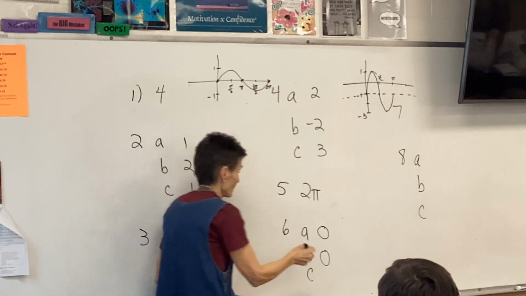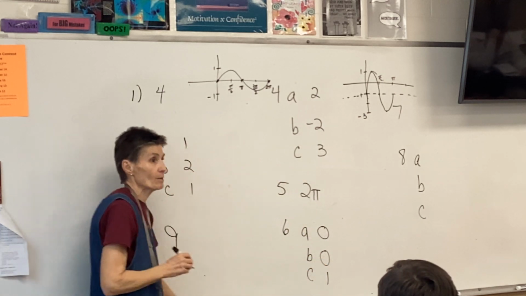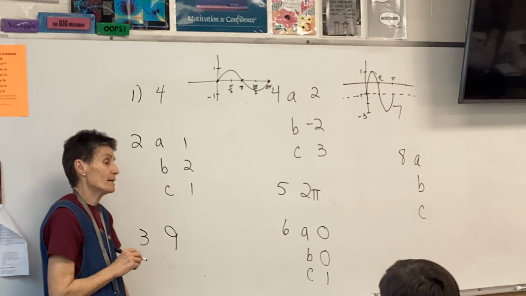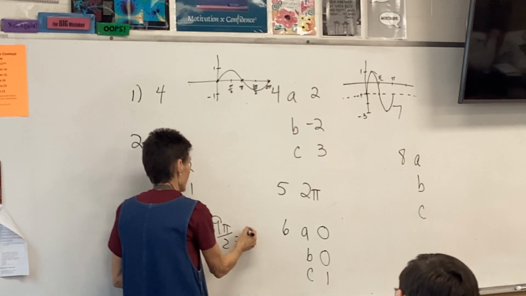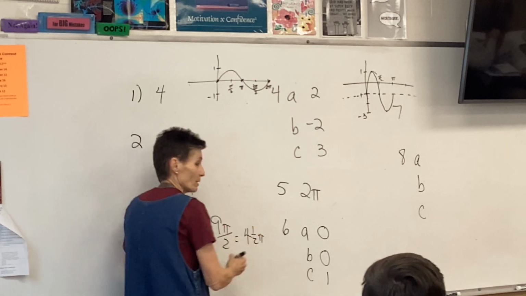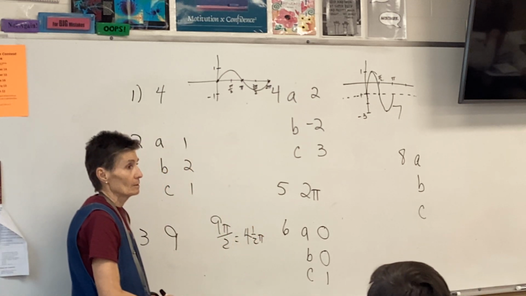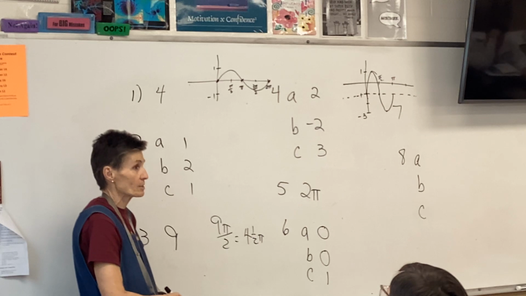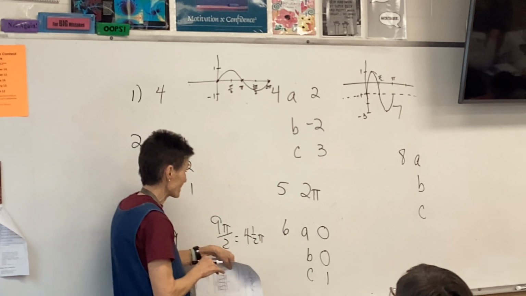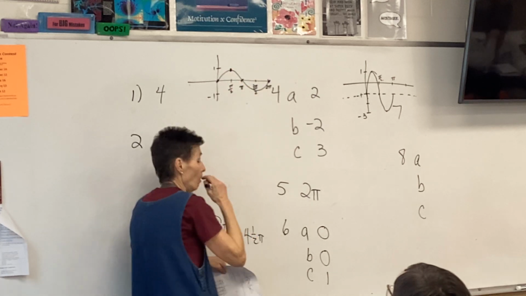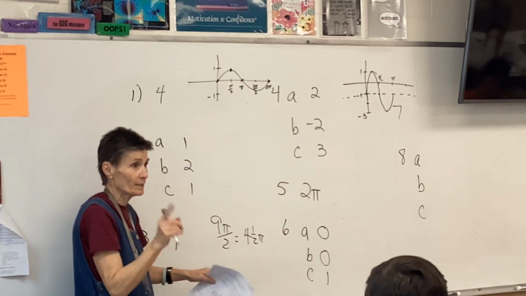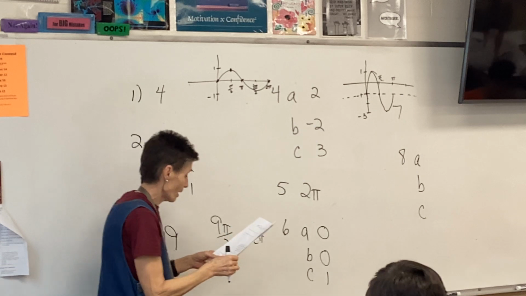What did you say? Bryce says 1. What do you think? Is he right? Yes, because 9 pi over 2 is 4.5 pi. Would you agree with that? Take out 4 pi because that's just a period. This is going to be the same as 1/2 pi, which is right here. Good job. All right, number 7.